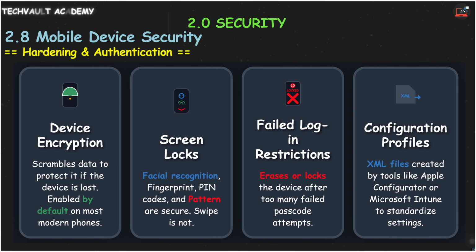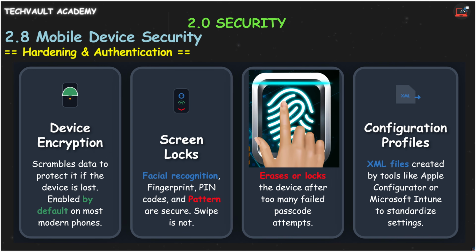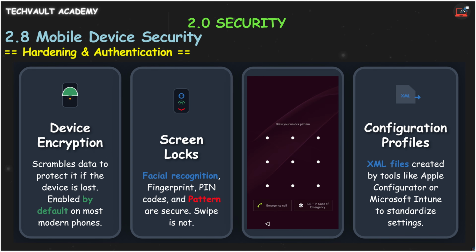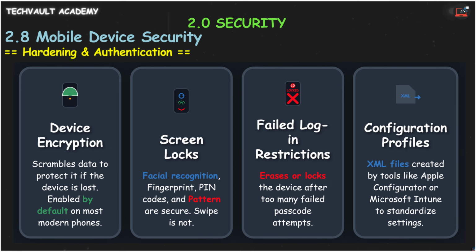Next are screen locks. You have several options: biometrics like facial recognition or a fingerprint, a numeric PIN code, a swipeable pattern, or a simple swipe, which is the least secure. To stop attackers from guessing your code, mobile devices have failed login attempt restrictions. For example, after 10 failed attempts, an iPhone can be set to erase all data completely, which is why a good backup strategy is critical.